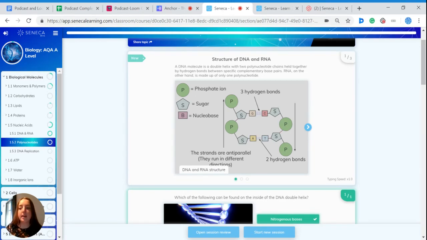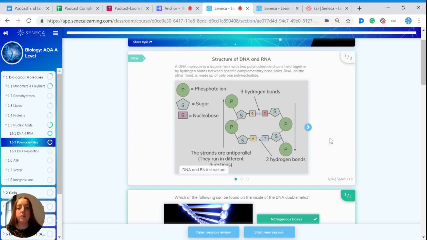Let's take a look at the structure of some polynucleotides, so DNA and RNA. A DNA molecule is a double helix with two polynucleotide chains held together by hydrogen bonds between specific complementary base pairs. RNA, on the other hand, is made up of only one polynucleotide.